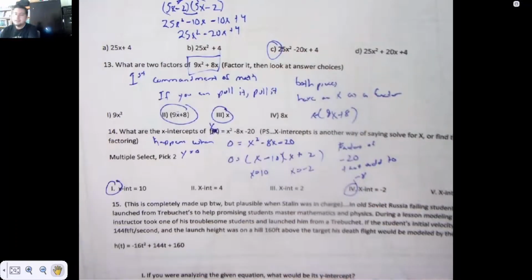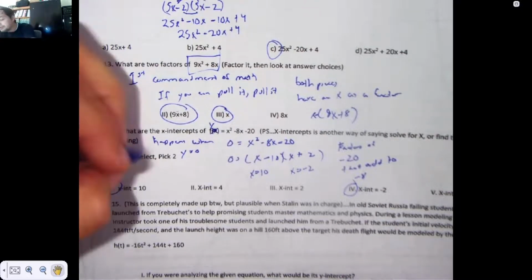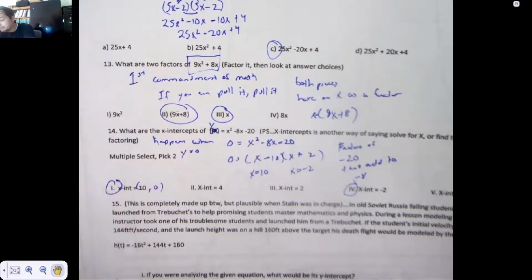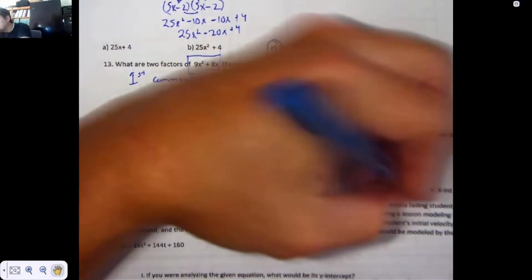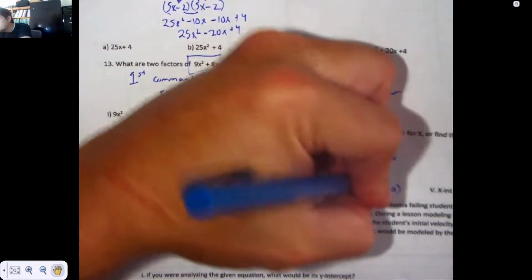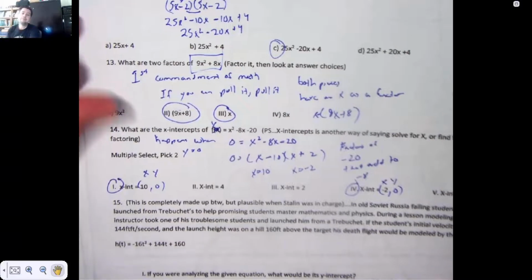Now in your next quiz, I actually rewrote these. It's the same type of question, but I gave ordered pairs. It wouldn't say 10, it would be 10, 0, because y is 0. And it wouldn't say negative 2, it would be negative 2, 0, because I listed them as ordered pairs. Not trying to throw you off, but those are ordered pairs.